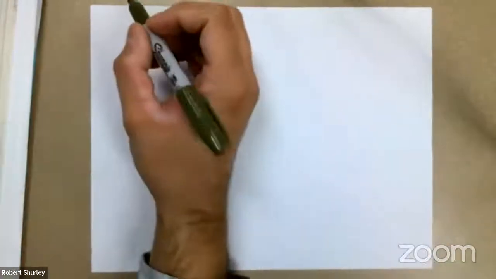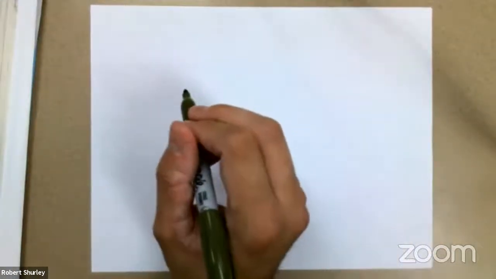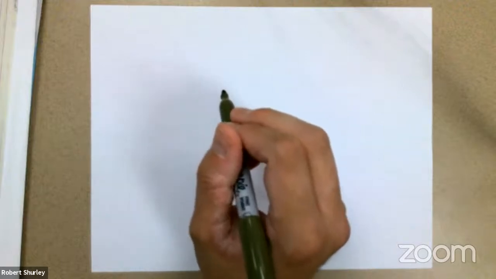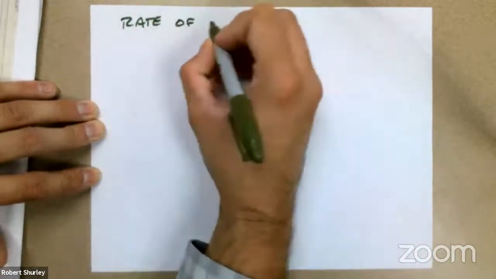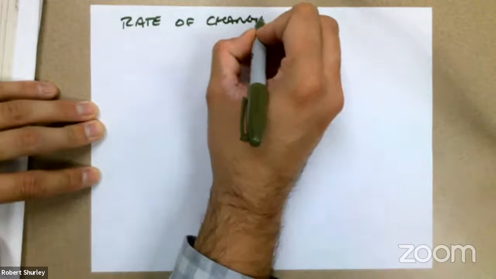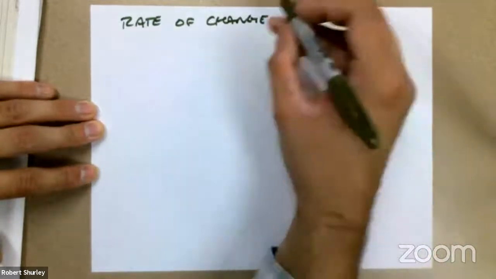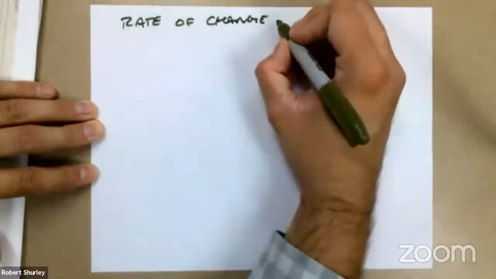Your book goes into a lot more of that than me. But I want to talk a little bit about now rate of change. This is a 2.4 topic. So let's talk about rate of change. Now, I'll tell you, rate of change is used when we don't have straight lines.